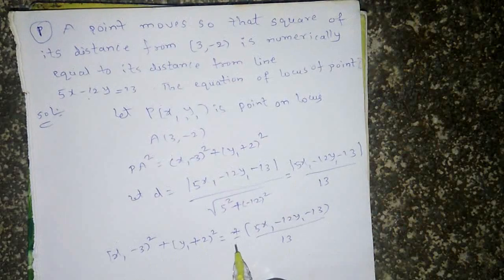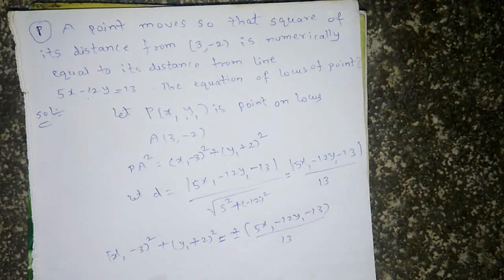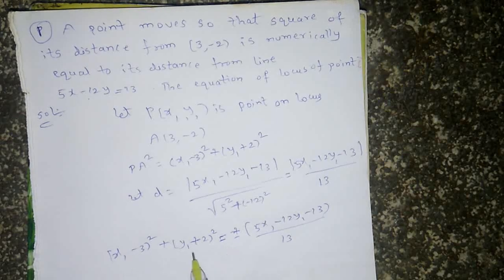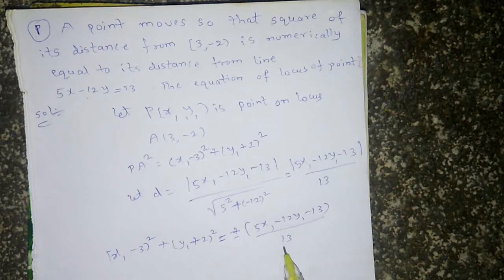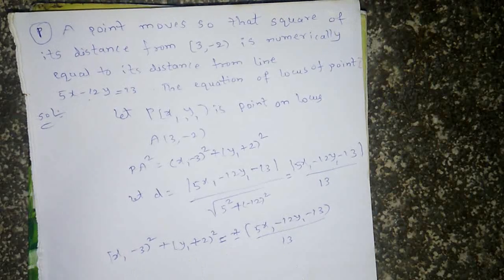So one time you take plus, another time you take minus, and you will get two equations. Here, simplify the squares (a - b)^2 and (a + b)^2, multiply with 13, and you will get the answer.